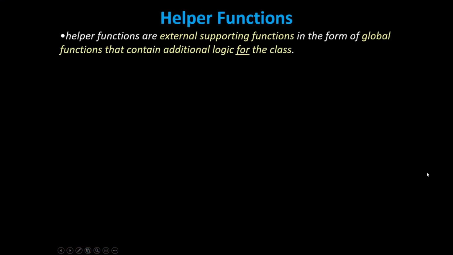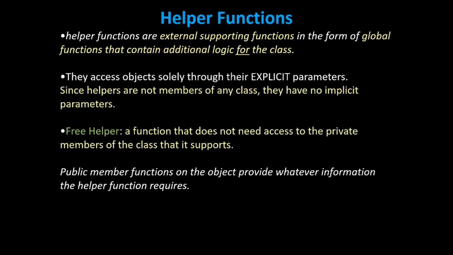So if we return back to this slide, we see that helper functions are external supporting functions in the form of a global function that contains additional logic for the class. So that's what I meant by that. And now that we've seen an example, this should be a little more clear to you. And again, public member functions: all those functions that were inside the definition of the employee class will provide whatever information the helper function requires. So all those functions will support the global function or our helper function.